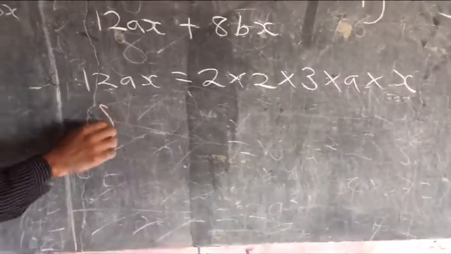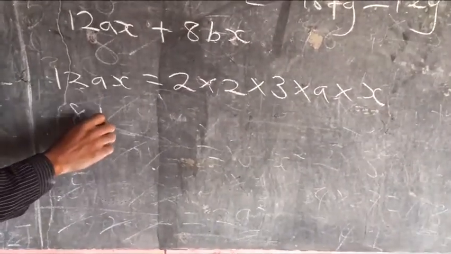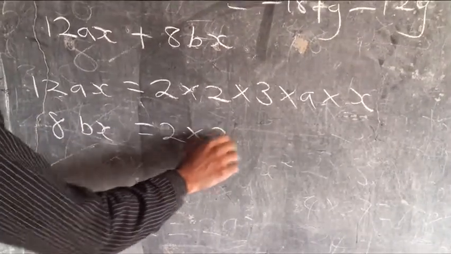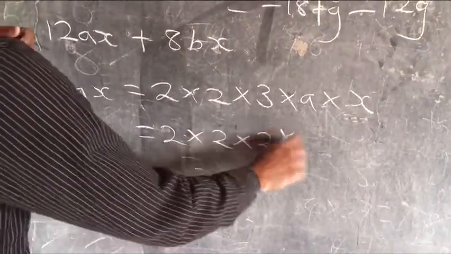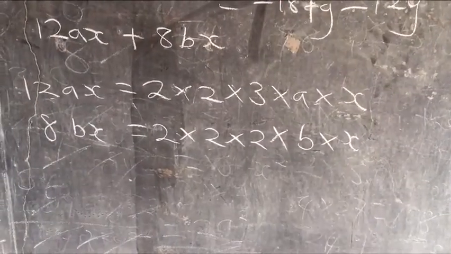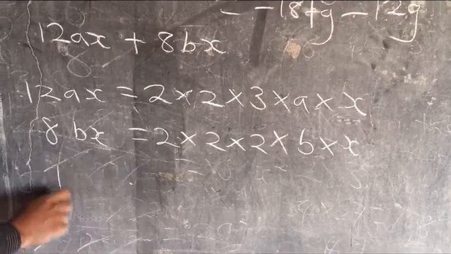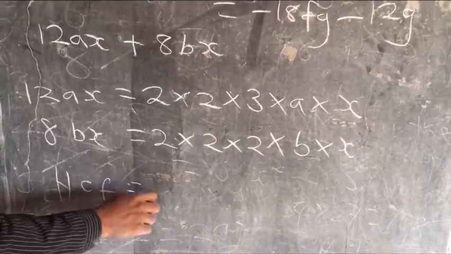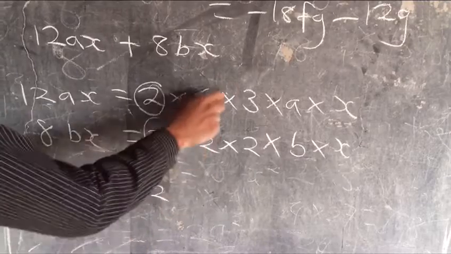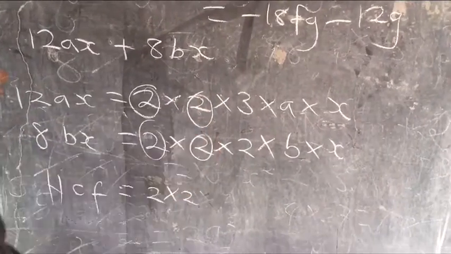And then for 8bx, I will express them as 2 times 2 times 2 times b times x. Abi, I will pick the common factors. So we'll pick 2 common, 2 again, common, abi?